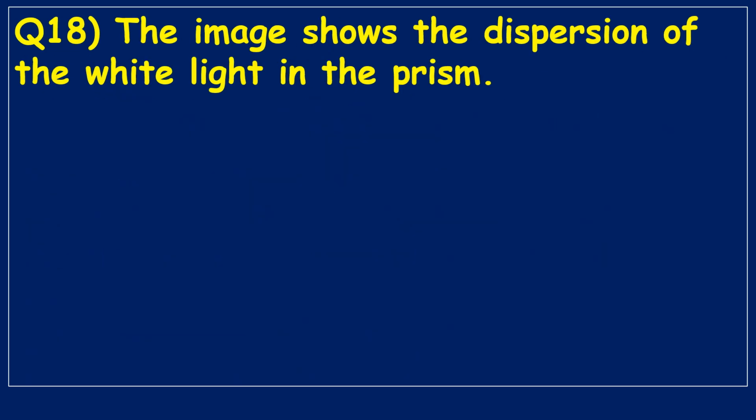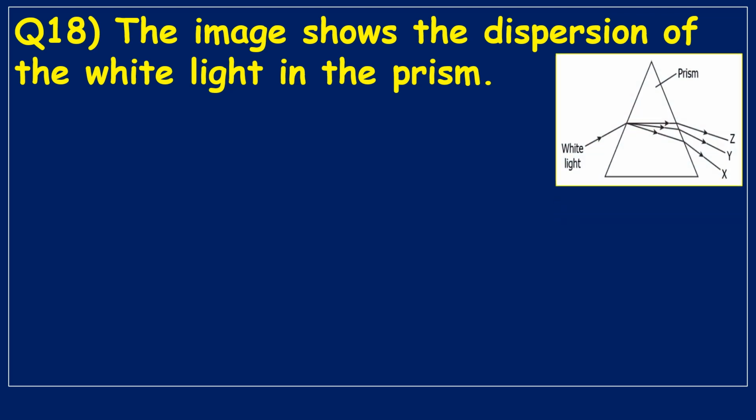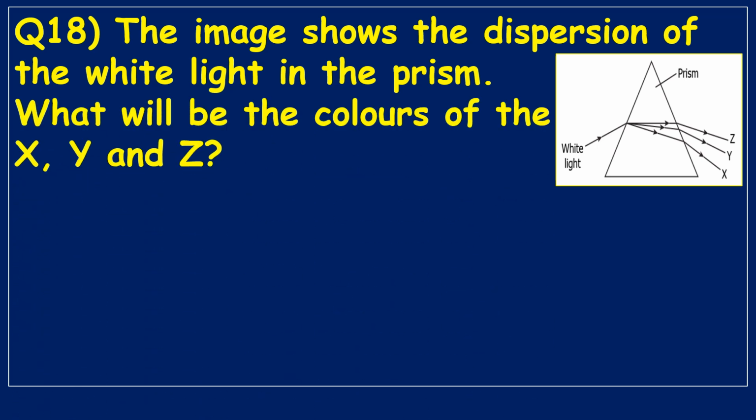Question. The image shows the dispersion of white light in the prism. See here, the prism, a white light dispersed into colors. Generally it disperses into 7 colors, but we have given 3 colors there: X, Y, Z. What will be the colors of X, Y and Z? My dear children, you remember this one.